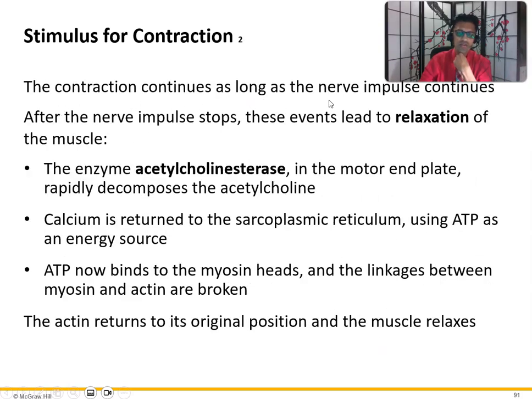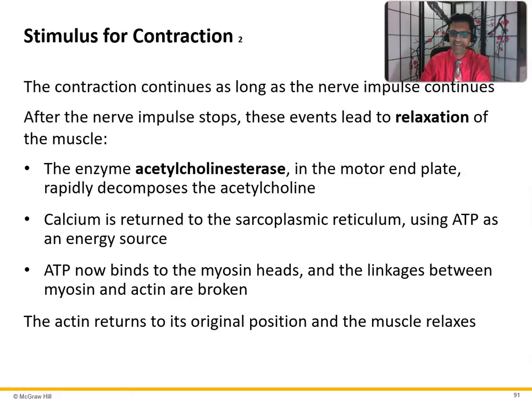The contraction continues as long as the nerve impulse continues. After the nerve impulse stops, these events lead to relaxation. So you need an enzyme called acetylcholinesterase. Anything that ends in ASE is usually an enzyme. In the motor end plate, it rapidly decomposes the acetylcholine. Calcium is returned to the sarcoplasmic reticulum using ATP as its energy source. Remember, when you die, you don't have this, so you stay contracted. ATP now binds to the myosin heads, and the linkages between myosin and actin are broken. The actin returns to its original position, and the muscle relaxes.